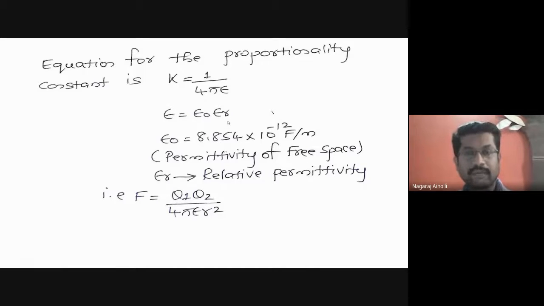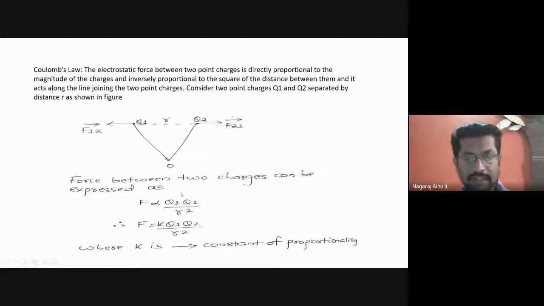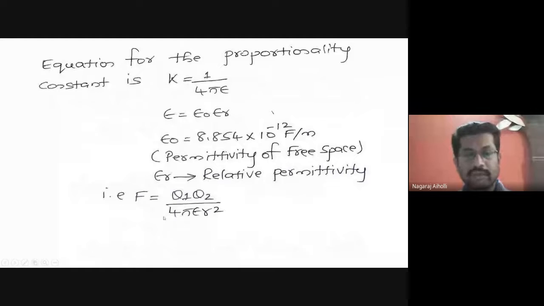It is relative permittivity. Therefore, we write the final equation for the force F as F is equal to Q1 Q2 divided by 4 pi epsilon r square, since K is 1 upon 4 pi epsilon. That is our equation here. Further, this epsilon is equal to epsilon naught into epsilon r.